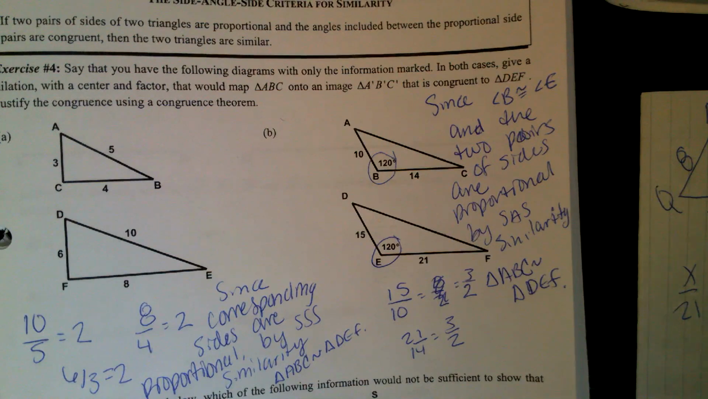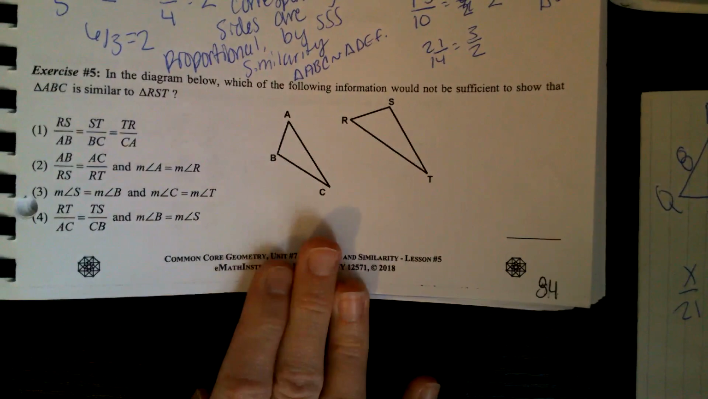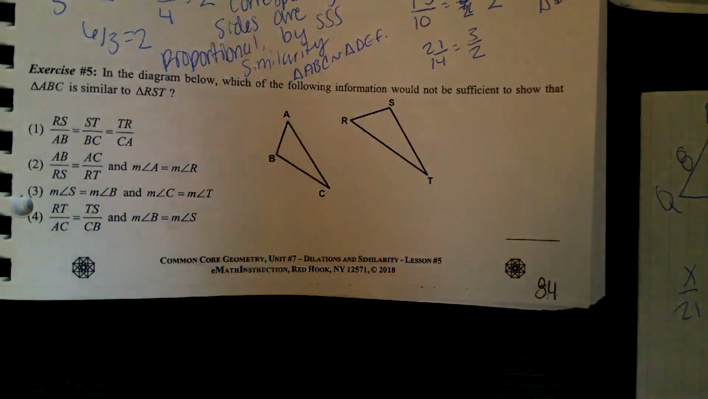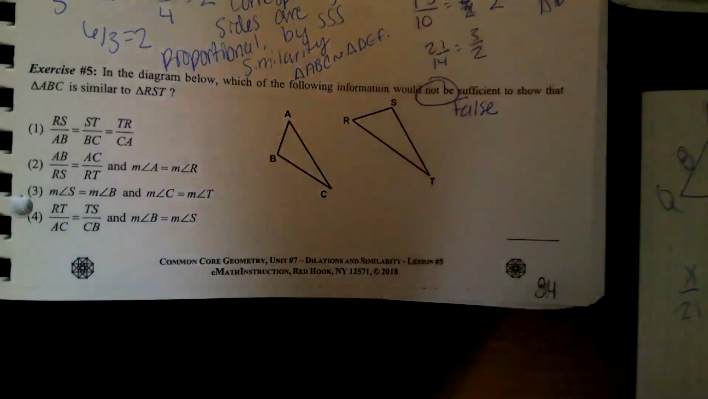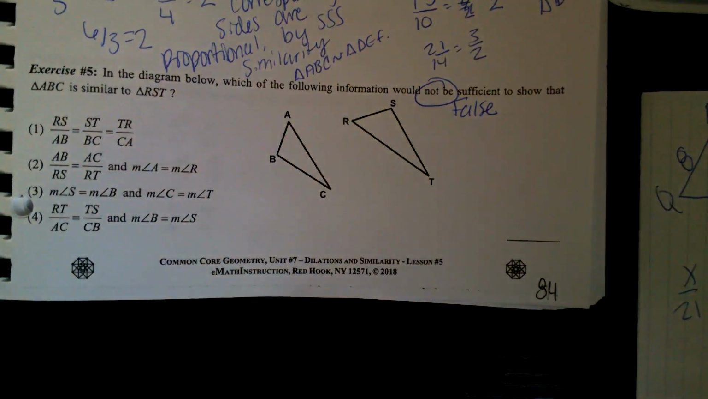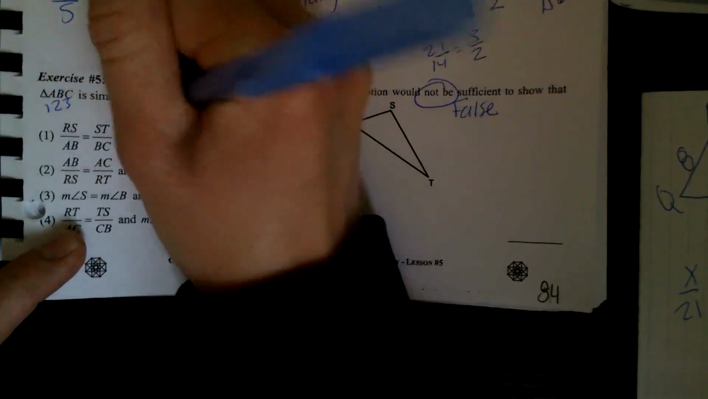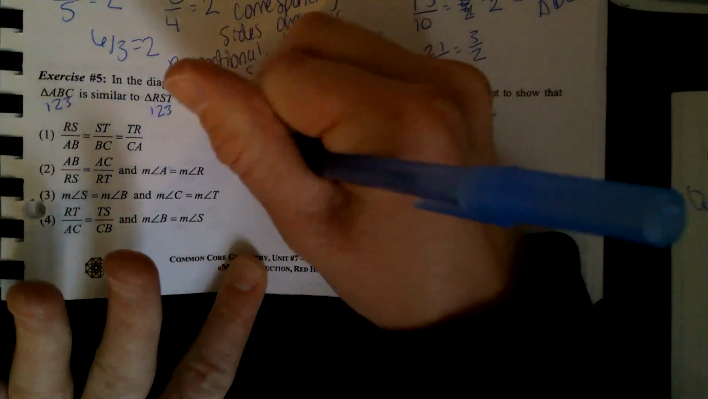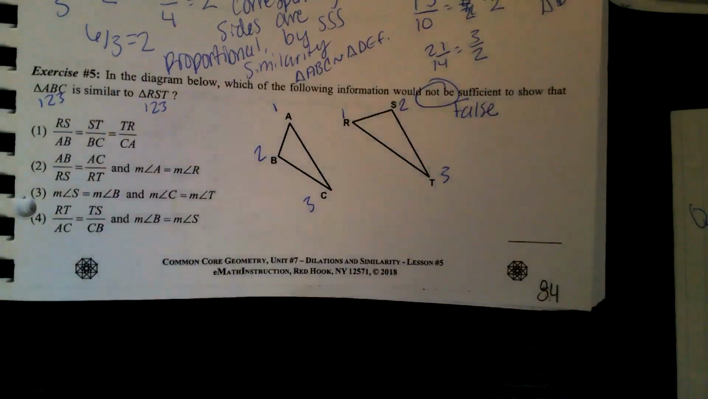Okay. All right, let's take a look at exercise 5. So in the diagram below, which of the following information would not be sufficient? So which one is false to show that ABC is similar to RST? Now here's a case where the diagram is slightly confusing, and it'd be helpful for you guys to number your letters so you know which sides or which angles correspond to which.